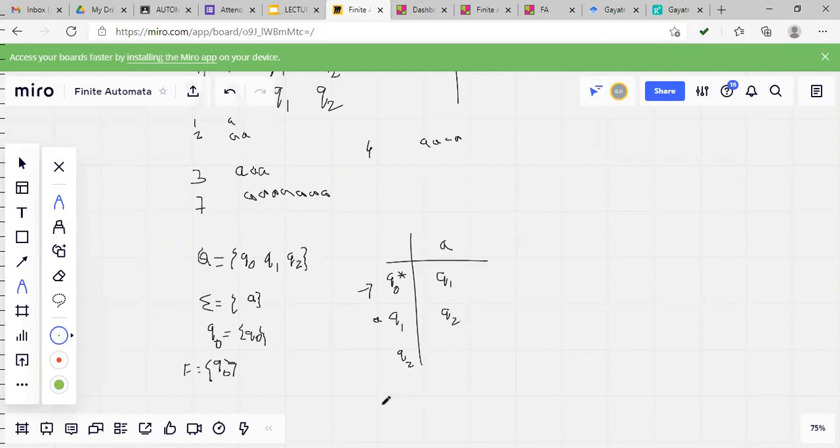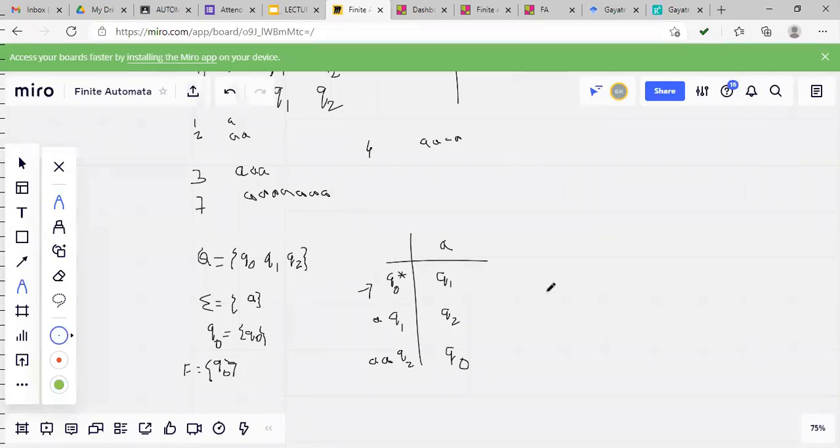What do you mean by Q2? Q2 means we already have 2A. Yes, very good. We already have 2A and we have a single A here. We have 3A's. 3A means 3. 3 when divided by 3, we have 0 remainder. So it goes to Q0. I hope you understood unary number and finite automata to design this.